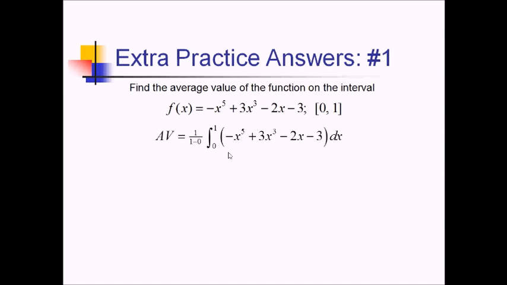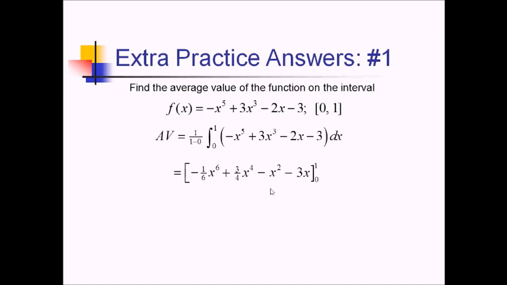Next, let's take our antiderivative. Now we're just going to have a 1 out in front of everything, so we don't have to worry about some weird fraction out in front. But we do need some antiderivatives. So we've got, if we bump this up to a 6 and divide, negative 1 over 6 x to the 6th. And then this bumps up to a 4, so that's 3/4 x to the 4. This becomes a 2. Dividing by that, we have negative x squared. And then this will become negative 3x. Again, evaluated from 0 to 1.